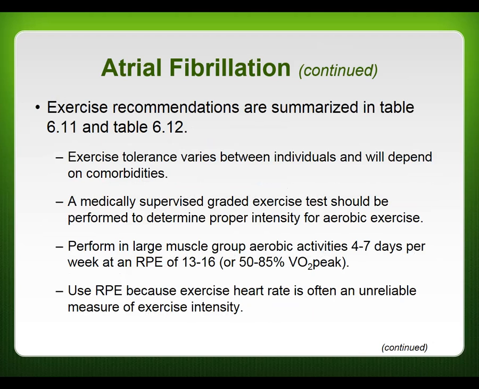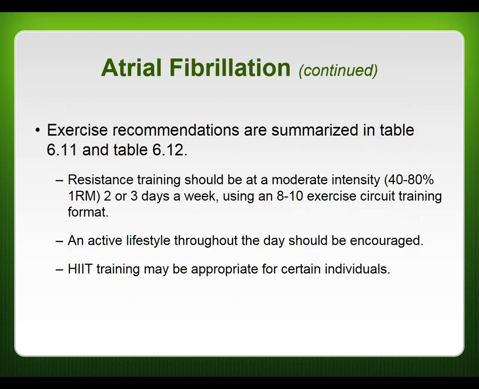Exercise tolerance varies between individuals and again will depend on other comorbidities. Medically supervised graded exercise tests should be performed to determine proper intensity for their aerobic exercise. Again, they can do large muscle groups 4 to 7 days a week, RPE 13 to 16, 50 to 85% of their VO2 max peak, and use RPE because exercise heart rate is often an unreliable measure. Again, we don't talk about the talk test much in there, because the talk test is subjective to how good the actual trainer is in determining it. All right.